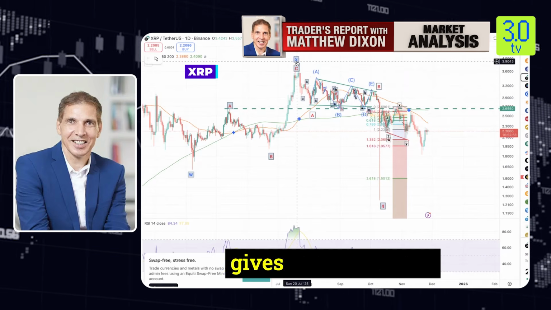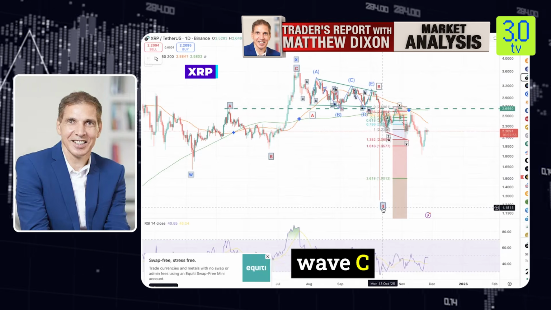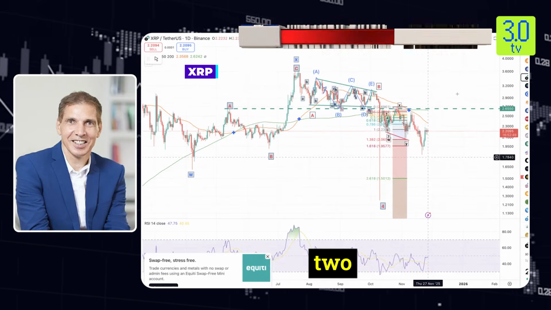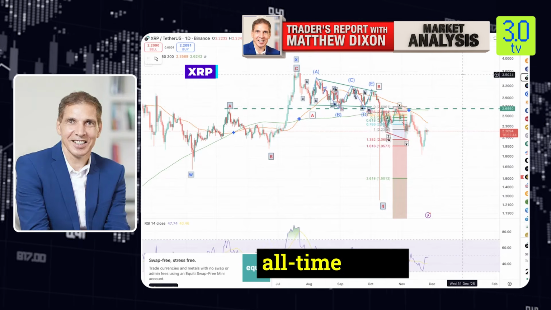That gives me confidence. This is A, triangle wave B, terminal thrust wave C to give us the end of wave 4. Now we're pushing up wave 1, corrective wave 2. We're going to push up in wave 3. So I think XRP is also going to push to new all-time highs.